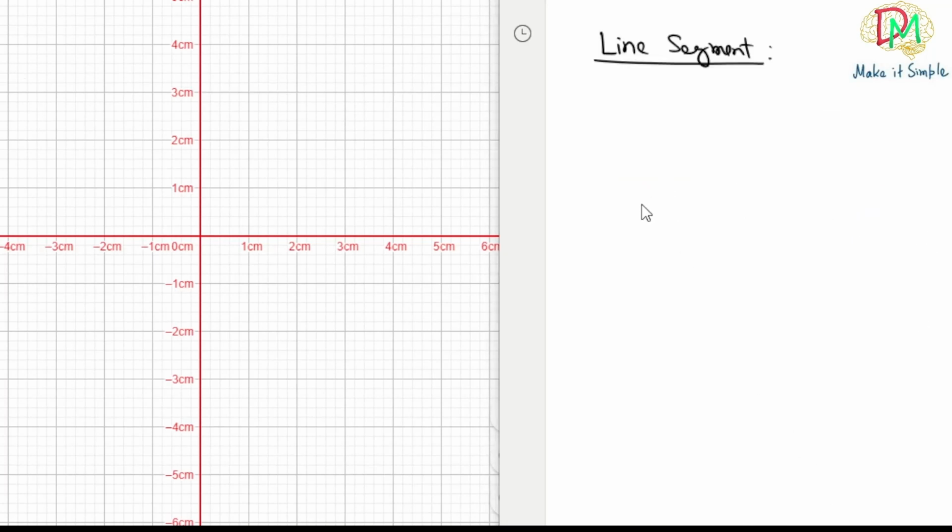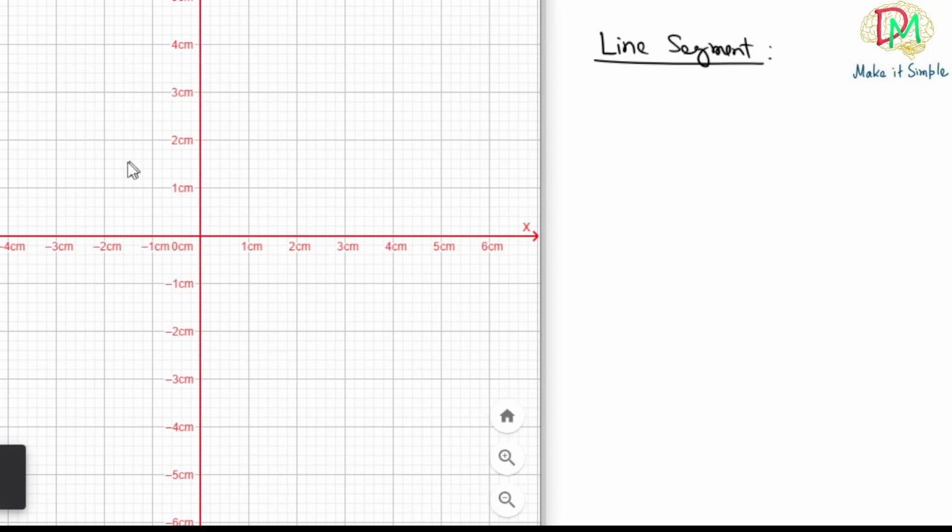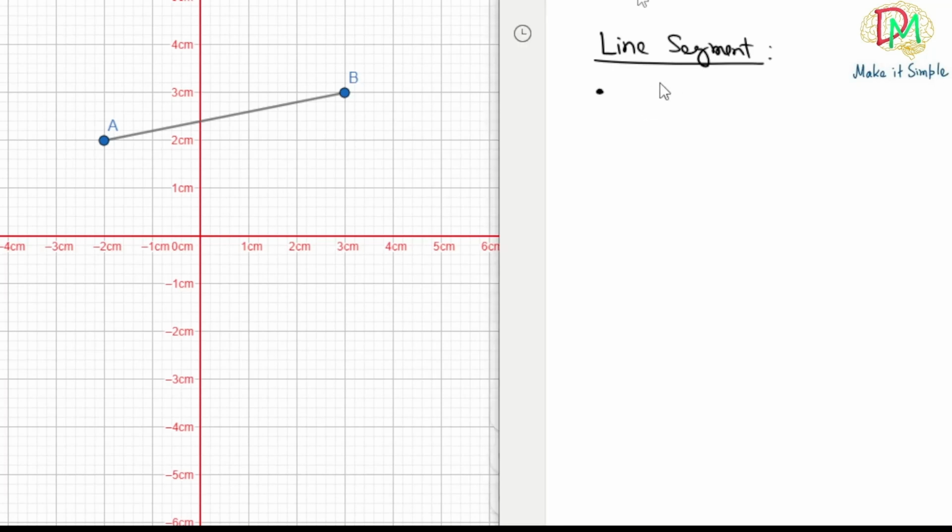Next we learn the line segment. Now look at this figure. If we connect point A and point B, we get a line segment. What are the properties of a line segment? It has defined or definite endpoints.